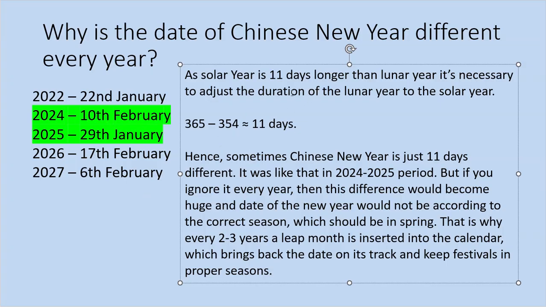It's a similar phenomenon to the Gregorian calendar, but the solar year is only 0.25 day longer than the Gregorian year, while the Chinese lunar year is 11 days shorter. That's why this adjustment needs to involve a bigger number of days.